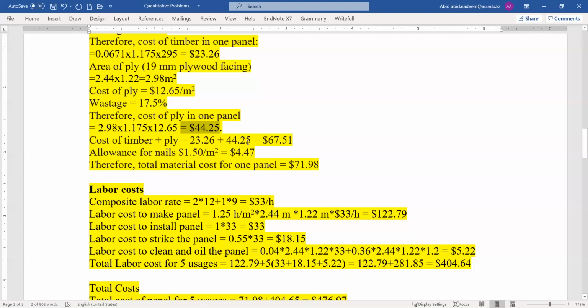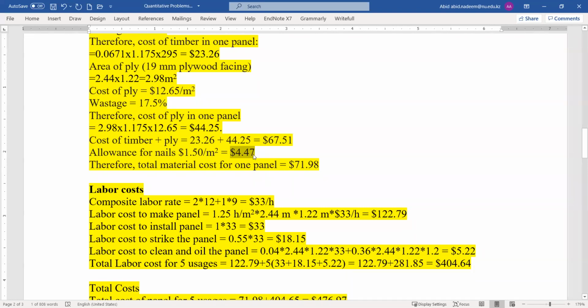In fact, it is not the only material. That's why it is called the cost of timber. The other material is the nails, which will be calculated based on the given rate of $1.5 per square meter. So that will amount to 4.47, that is $1.5 multiplied by the area, which is 2.98 square meter. Here there will be no wastage factor. The wastage factor is only for the wood or timber.